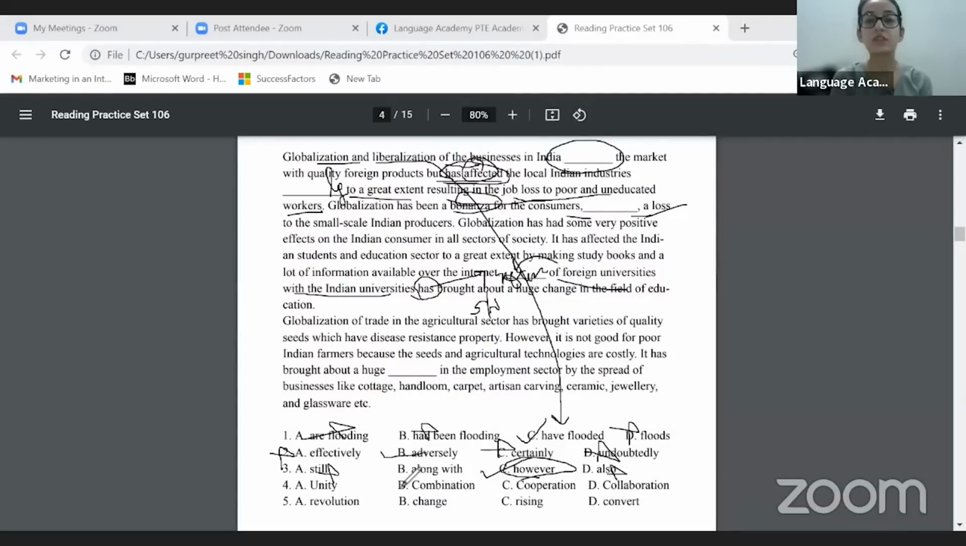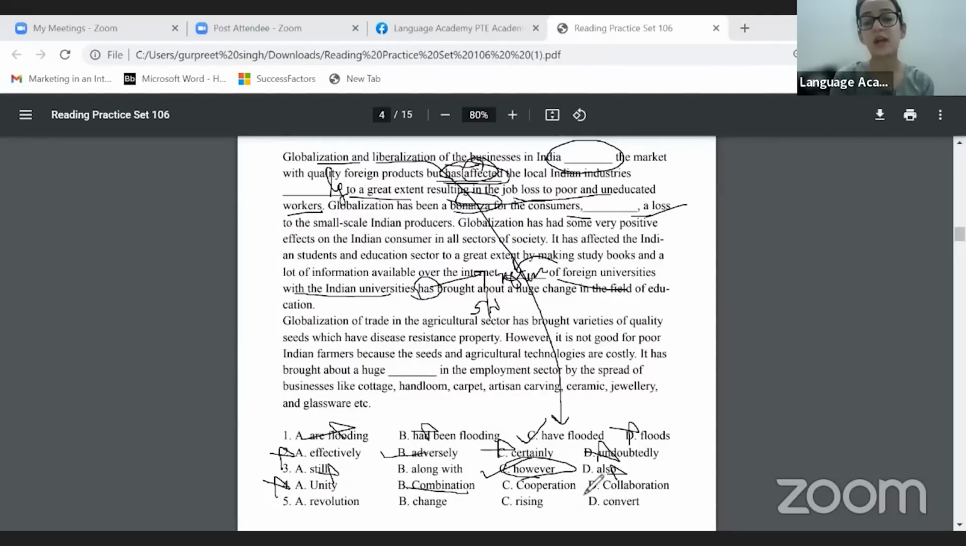Now, can we say unity of foreign universities with Indian universities? Unity is kind of an abstract feeling. So foreign universities and Indian universities don't have feelings with each other. Combination is physically joining together. So foreign universities and Indian universities haven't made their campuses next to each other that we can say combination. Combination is joining of two things together.